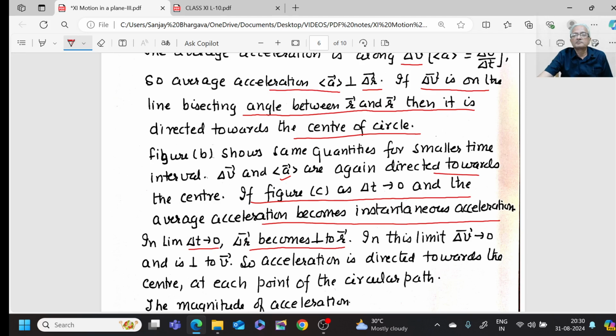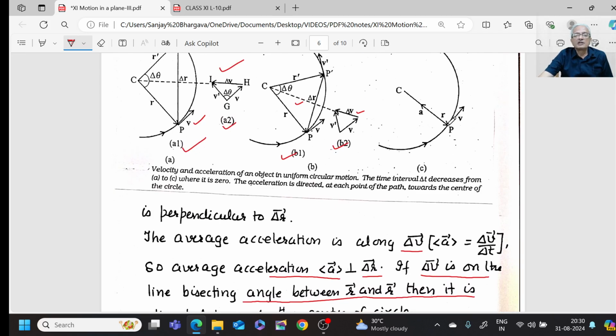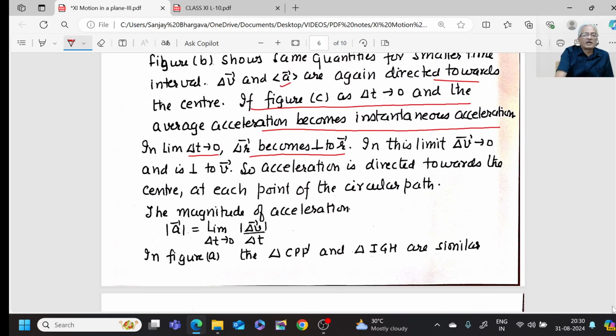Just see here. This is the direction of velocity, this is the direction of acceleration. Radius, so acceleration is along the radius. Radius and velocity form a mutually perpendicular system under the limiting condition delta t tending to 0. So that is what we have said. In the limit delta t tending to 0, delta r becomes perpendicular to r. In this limit delta v is perpendicular to v. So acceleration is directed towards the center at each point of the circular path.